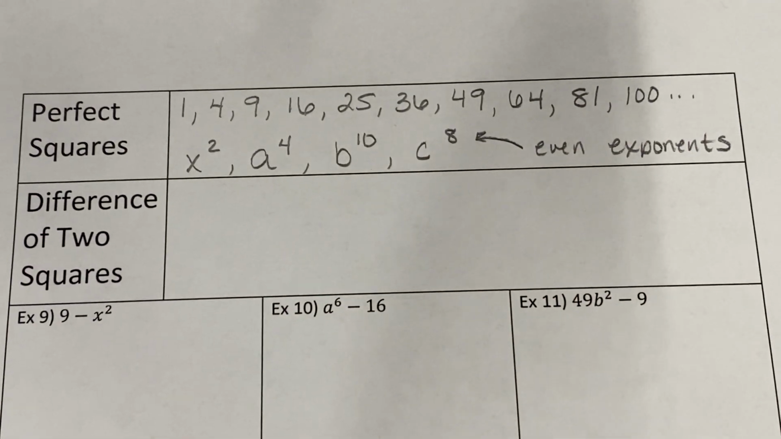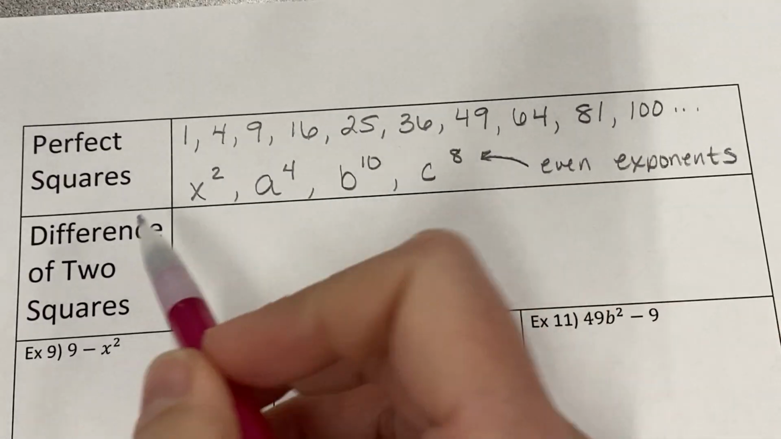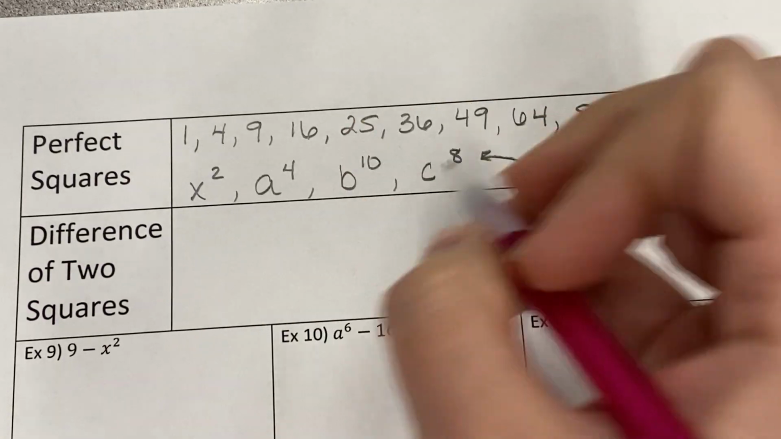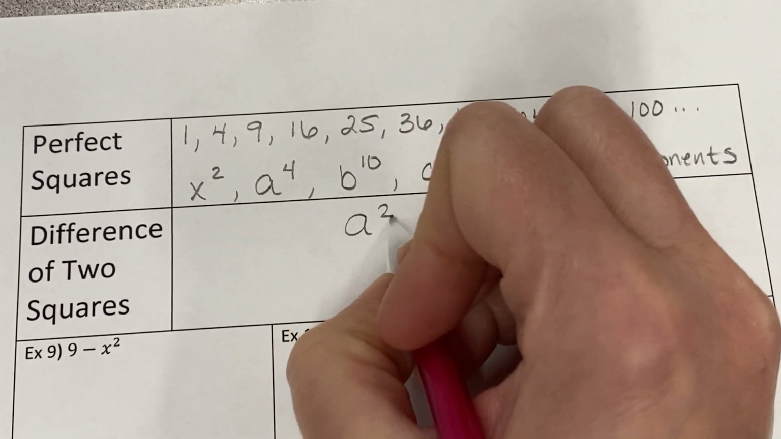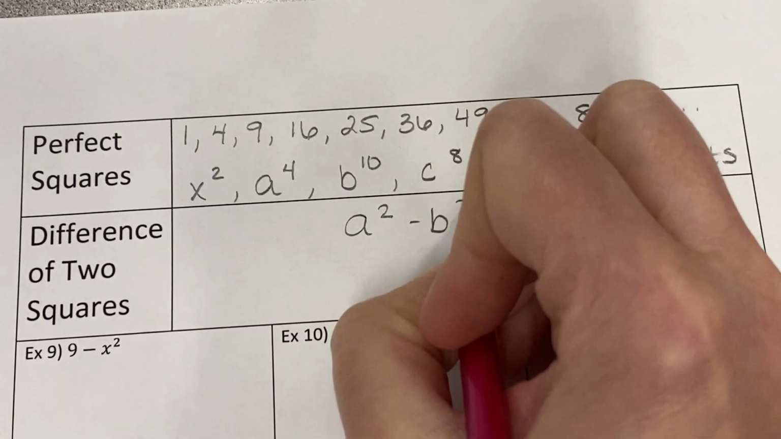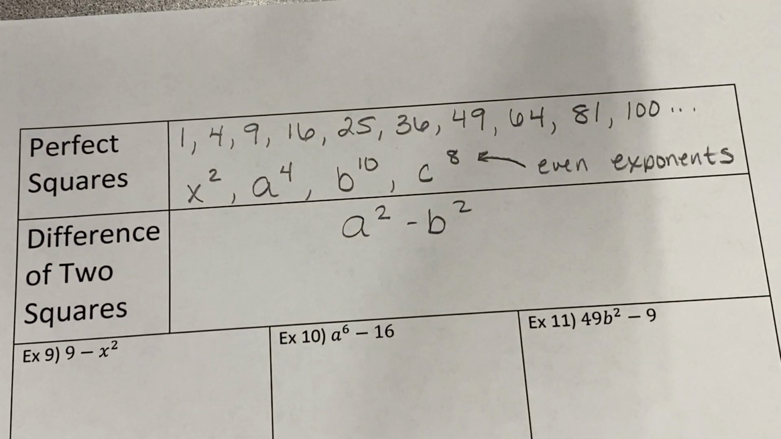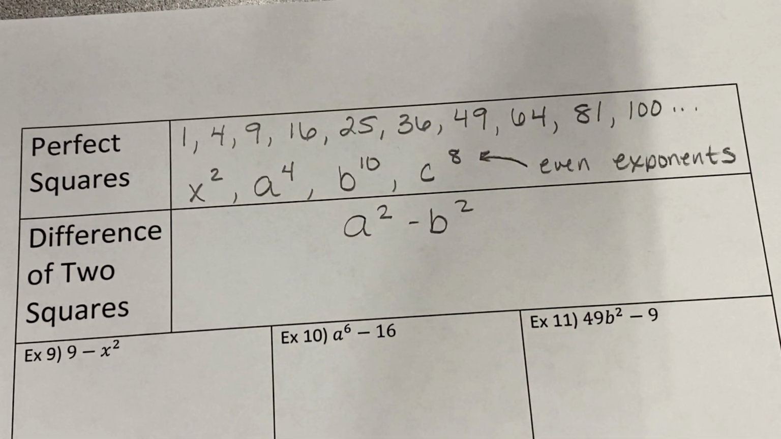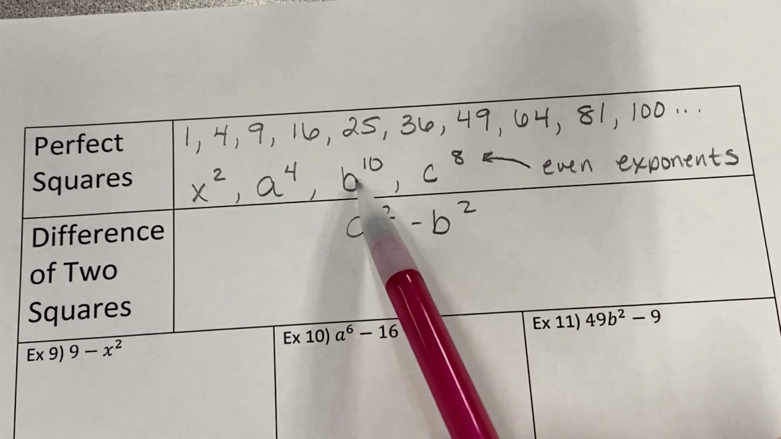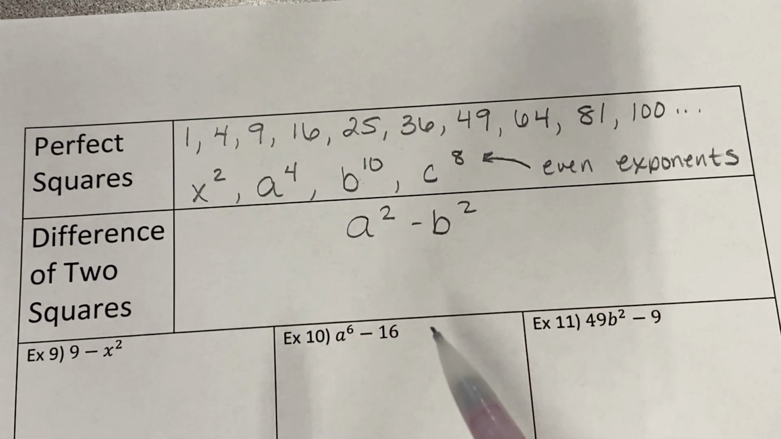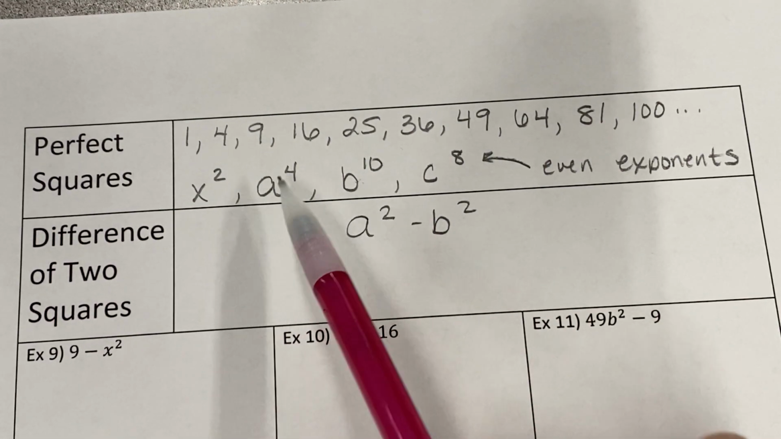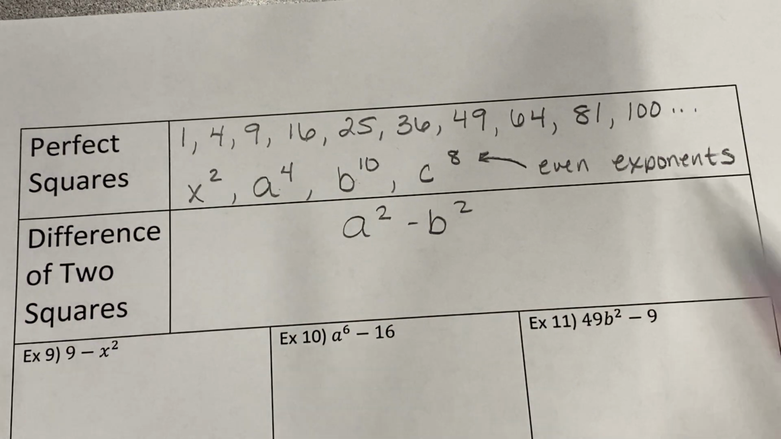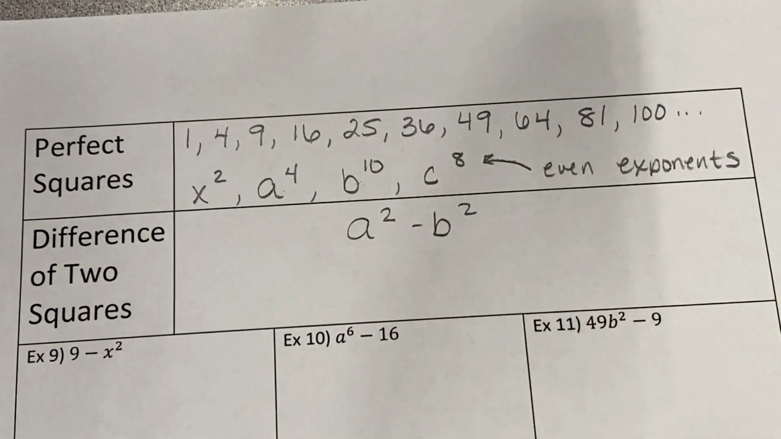So the difference of two squares, you're going to have something squared minus something squared. And when I say squared, I mean it's a perfect square. That doesn't mean it has to be to the second power. Like this is really b to the 5th squared. This is really a to the 2nd squared, okay? This is really 5 squared.